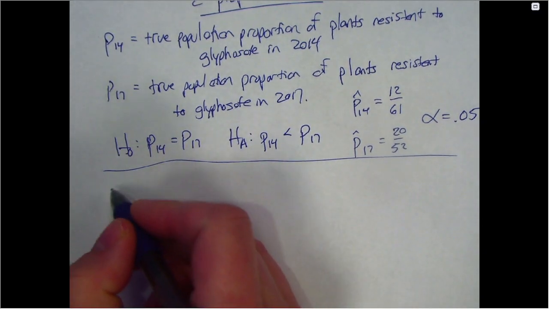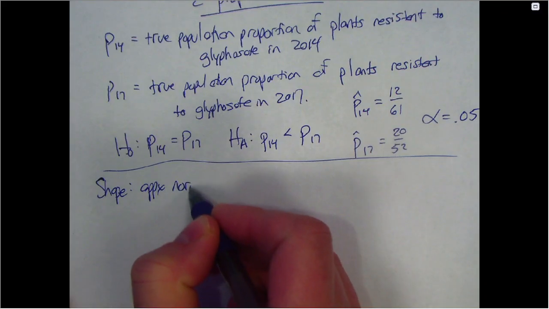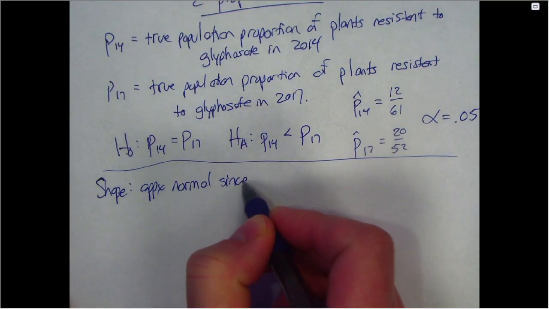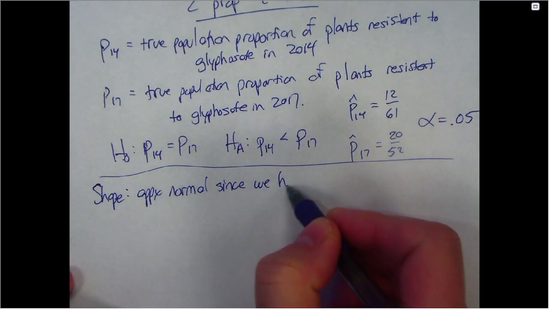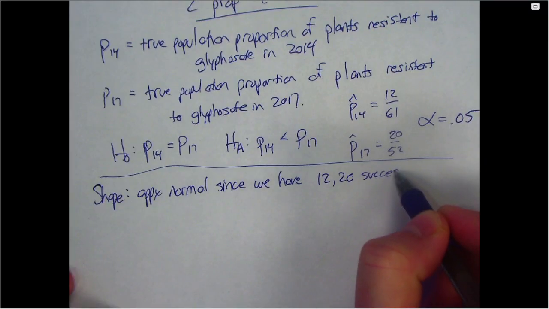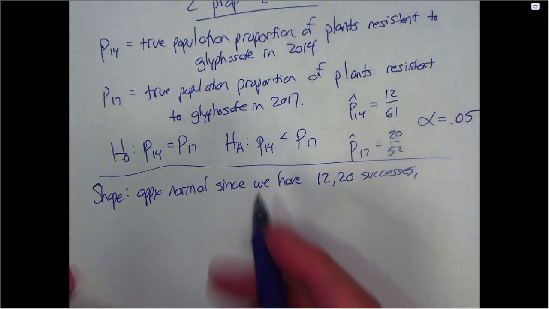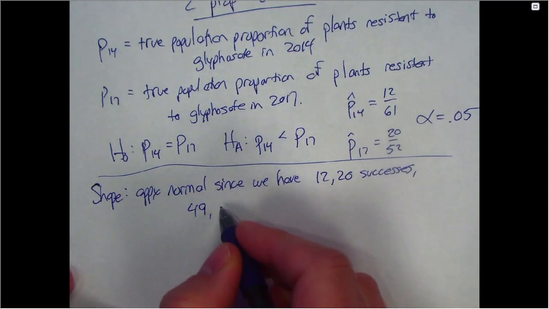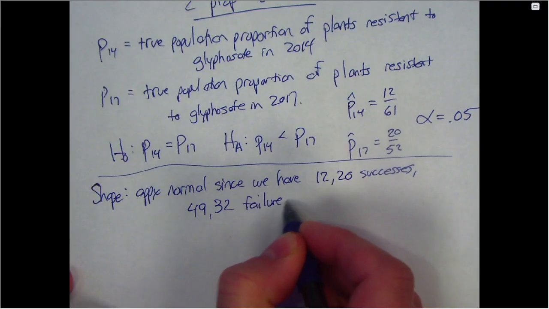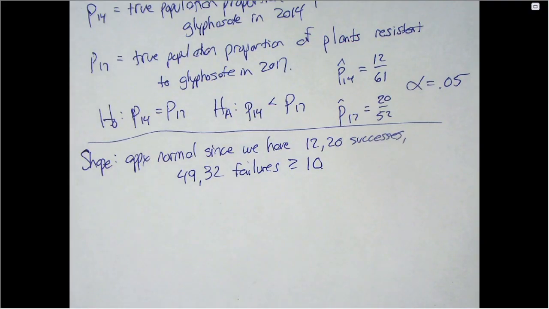Then your conditions, so shape, center, spread. The shape is approximately normal since we have 12 and 20 successes, which are both bigger than 10, and we have 49 and 32 failures. All of that is greater than or equal to 10. We have at least 10 of each in total. Do you see where I get the numbers from? 12 and 20 and 49 and 32.